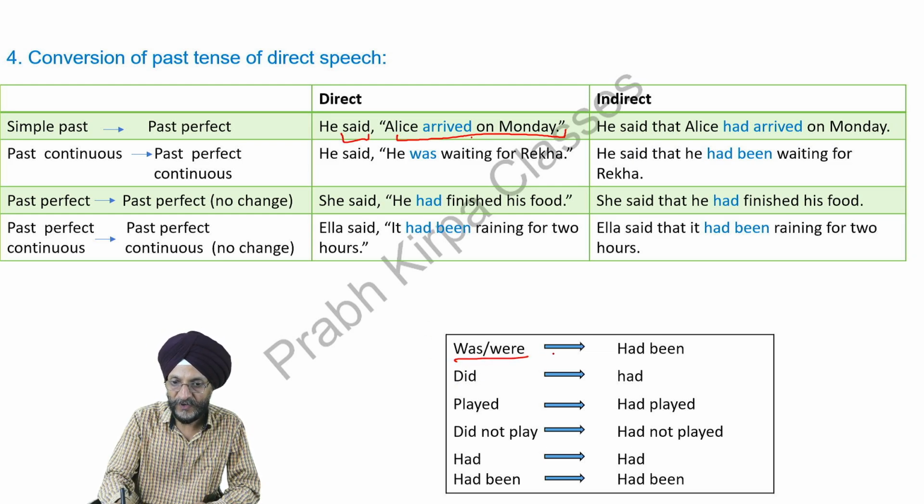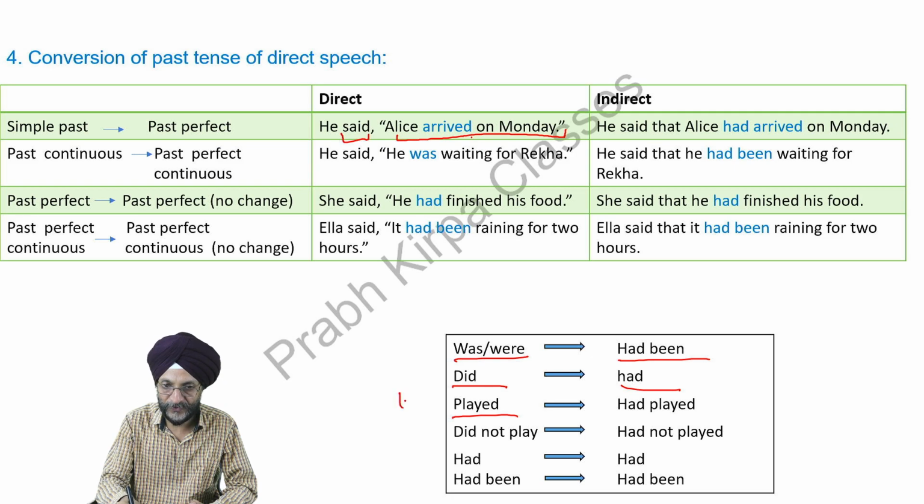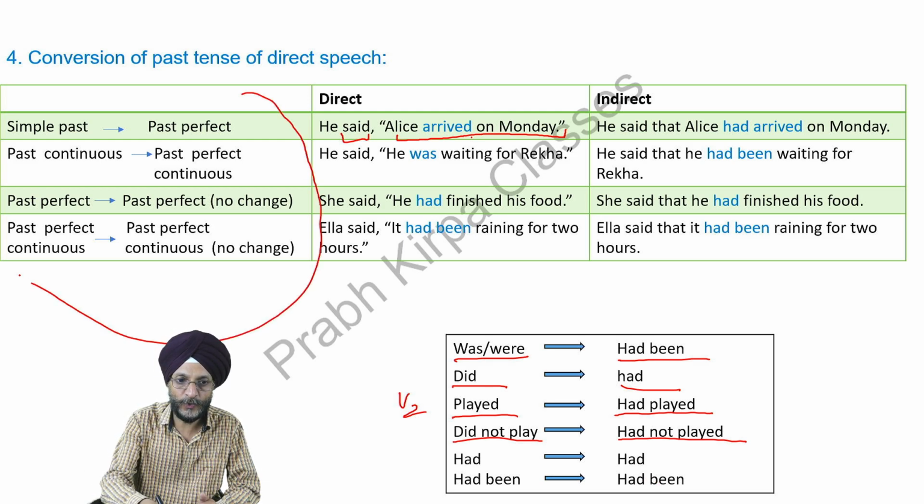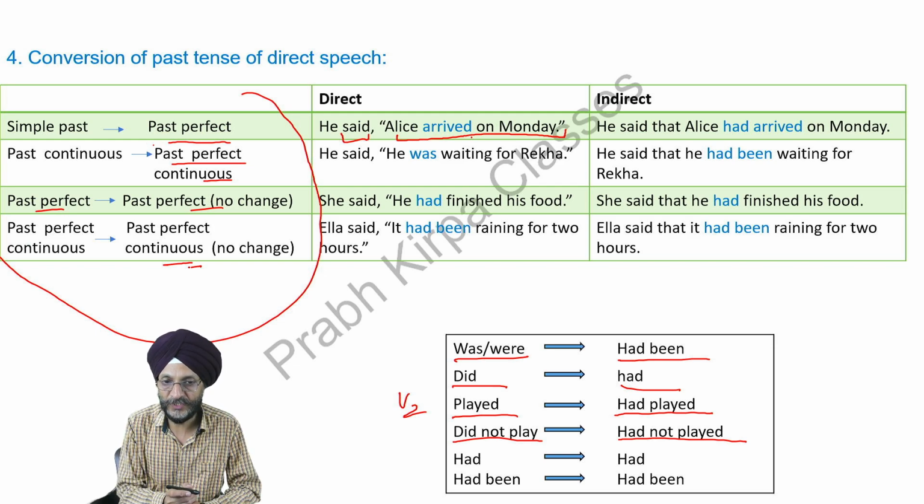How to convert? Was, were has to be converted into had been, did into had, play, played into had played. That is, it is the second form of the verb. We have to convert it into had played, did not play into had not played, had remains had, had been remains the same, had been. If we talk about the rules, these are the rules. Simple past is to be converted into past perfect, past continuous into past perfect continuous, past perfect no change, past perfect continuous no change.